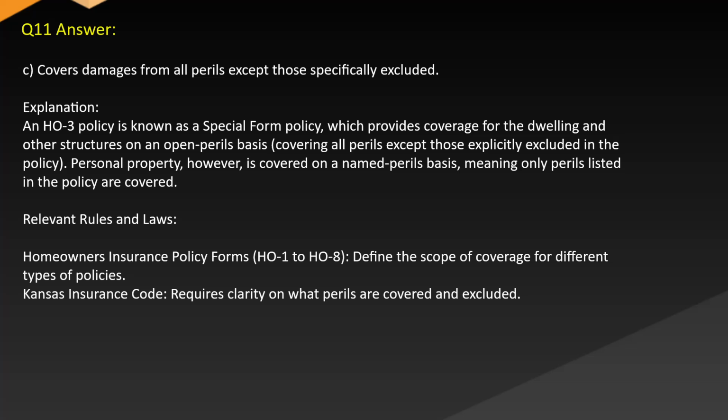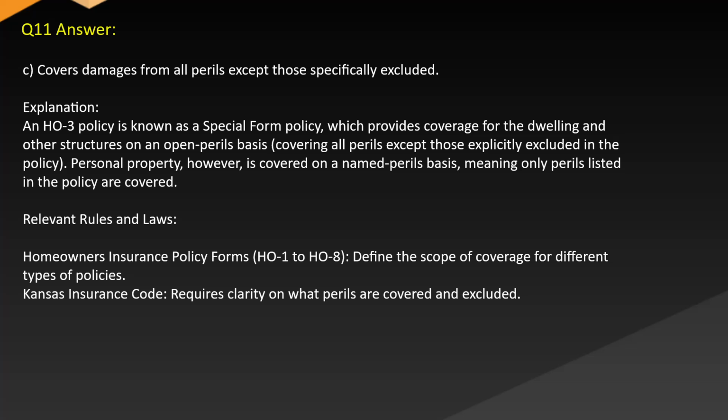Answer: C. Covers damages from all perils except those specifically excluded. Explanation: An HO3 policy is known as a special form policy, which provides coverage for the dwelling and other structures on an open perils basis, covering all perils except those explicitly excluded in the policy. Personal property, however, is covered on a named perils basis, meaning only perils listed in the policy are covered.